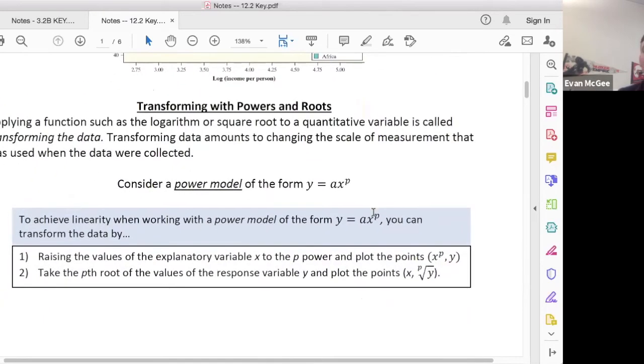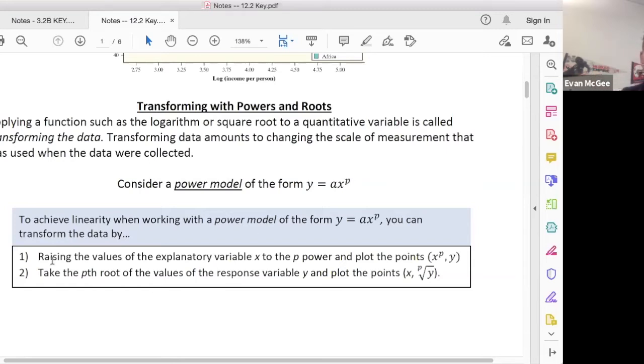So there's two models that we're going to be looking at. The first one is called a power model, and power models are whenever we have x raised to a power. So when x is raised to a power, or that's what it looks like, then we are going to be using a power model. And when we're working with power models, there's two ways that we can transform power models.